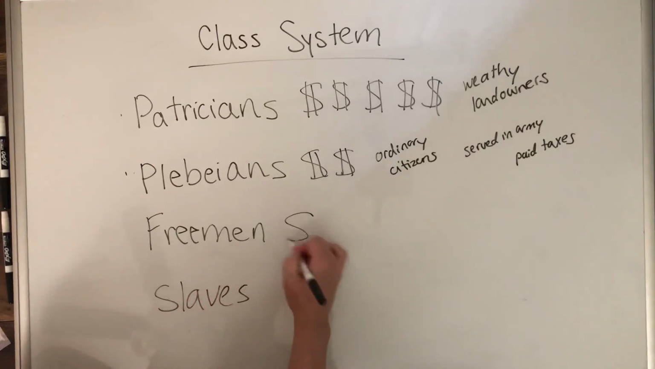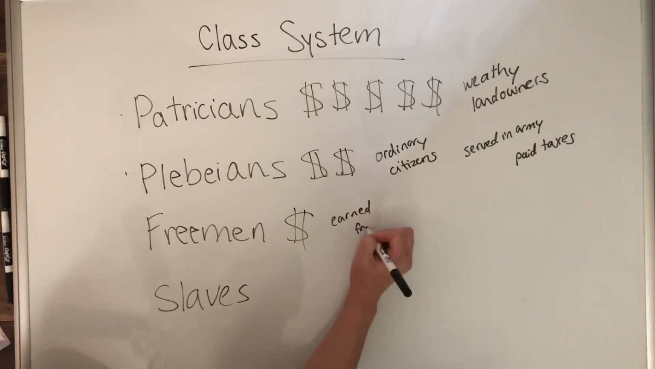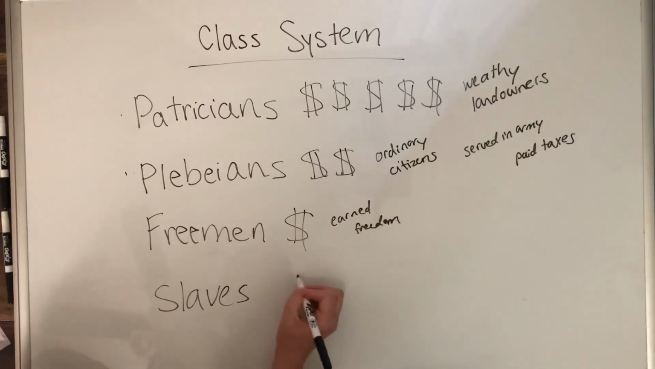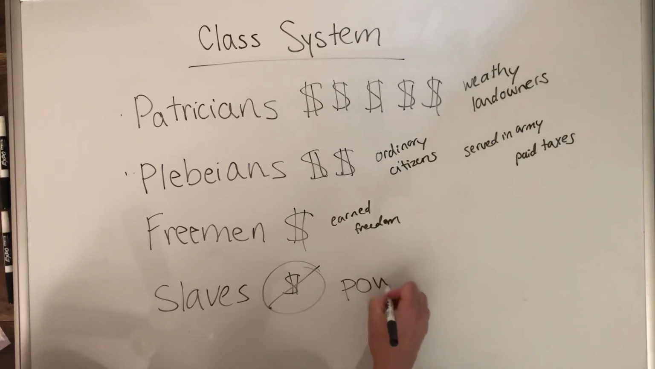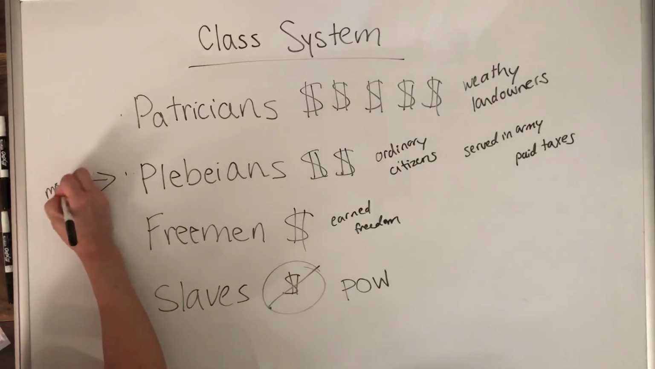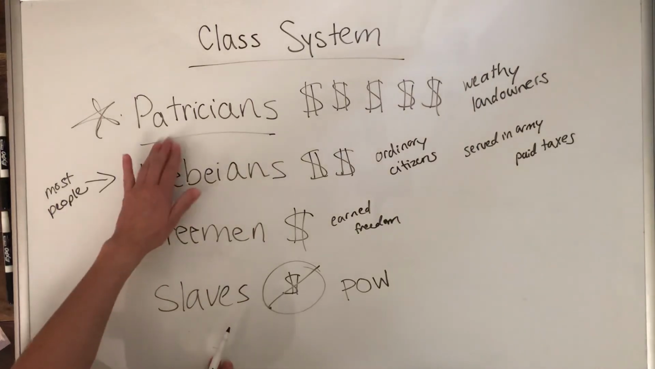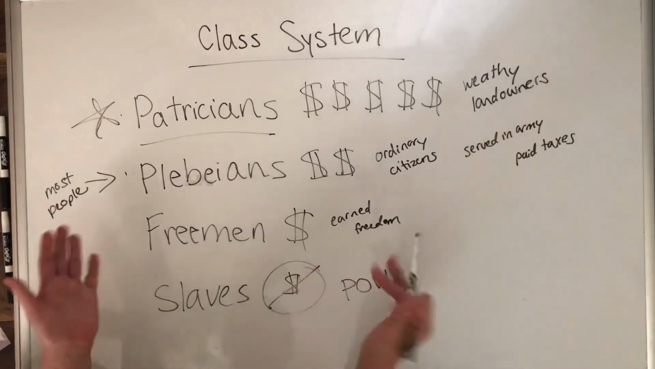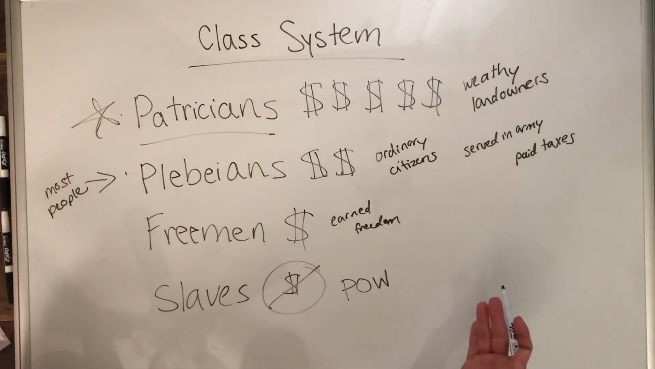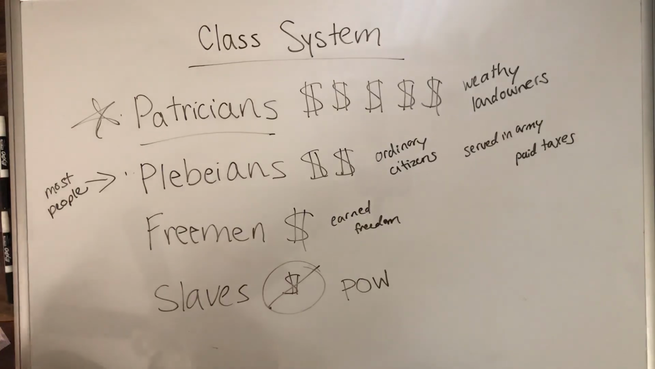Then we had our freemen, a little bit of money. Those are their slaves that earned their freedom. And then we have our slaves. So they had no money and no power and no rights. These were our prisoners of war. So we have most people here, but you're gonna find in the Republic, these people, the patricians, are the ones who wield the most power. So there's a review for the class system. If you wanna write this down and pause the video, you can here. I'm gonna go ahead and erase, and we're gonna go to the next section.